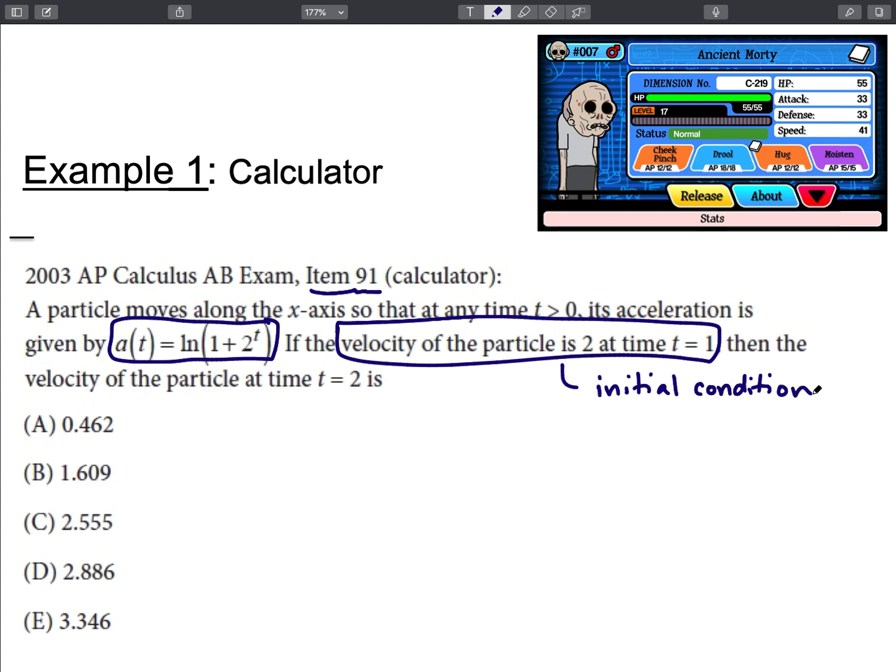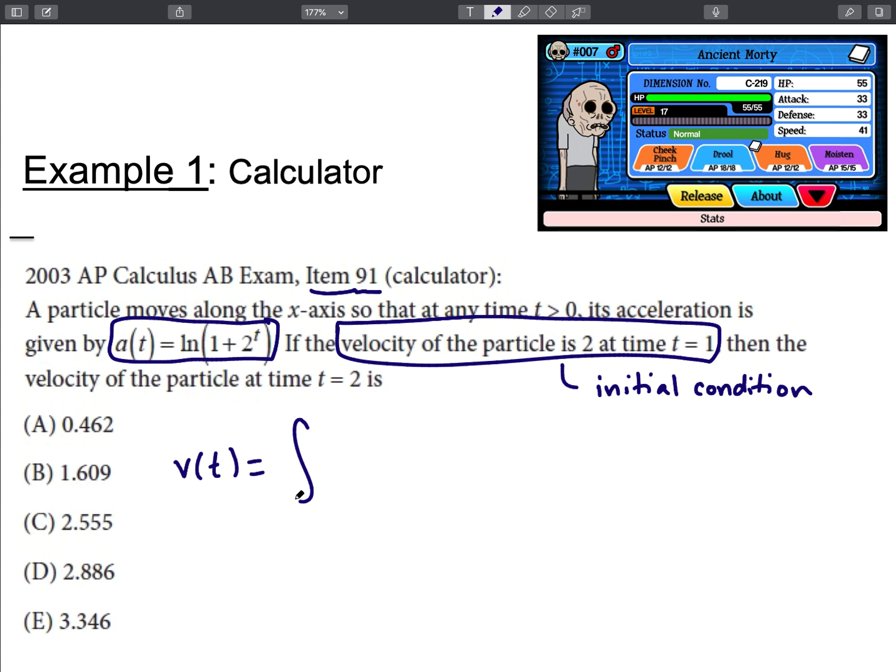So what I would do is say, okay, if I have acceleration as the natural log of the quantity 1 plus 2 to the t, and I want to get to velocity, I'm going to need to integrate. So maybe my notation would look something like this. I would say to find the velocity, I need to integrate. What would be a logical place to start the integral?